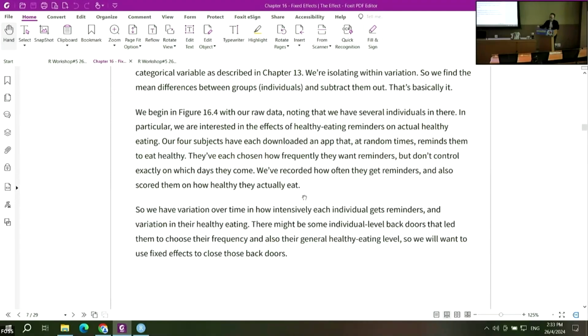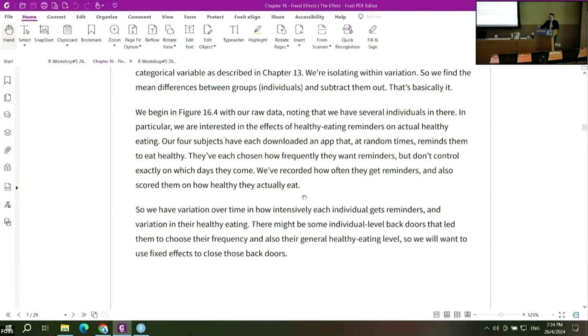In particular, we're interested in the effect of healthy eating reminders on actual healthy eating. Our 4 subjects have each downloaded an app that at random times reminds them to eat healthier. They've chosen how frequently they want reminders, but don't control exactly on which day they come. As empiricists who study randomized controlled trials, we recorded how often they get reminders and also scored them on how healthy they actually eat.